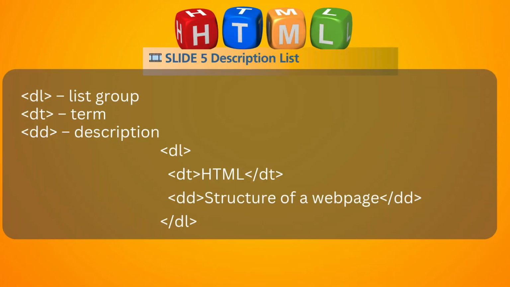Slide 5. Description list. Description list is dl. It's a list group. dt is a term. dd is a description. A description list is used for definitions. dt holds the term and dd holds the explanation.